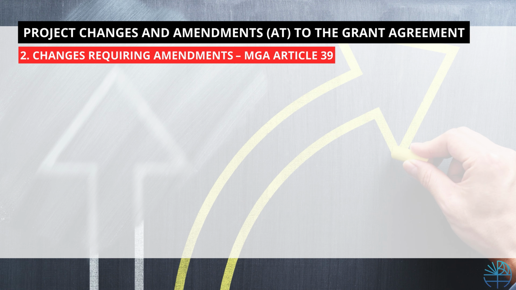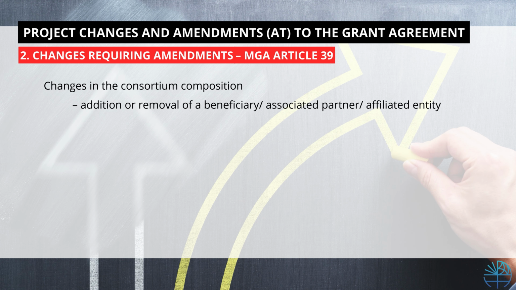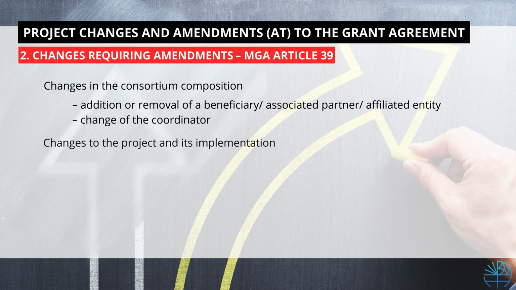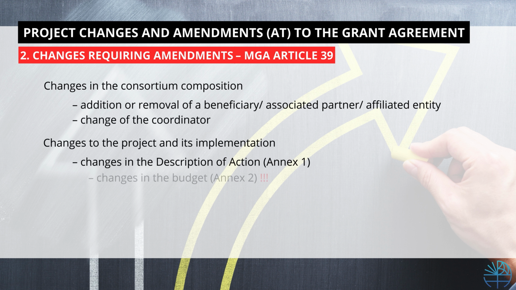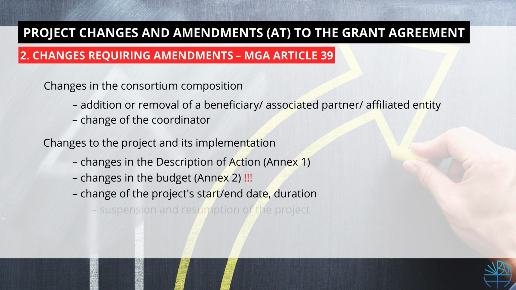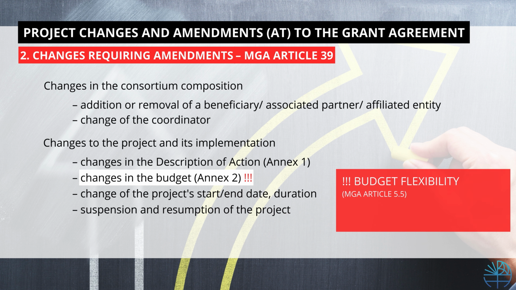Common amendments include the following changes in the consortium composition and the following changes to the project and its implementation. Budget changes are very common, and many of them can be made without amending the grant agreement, thanks to the budget flexibility outlined in Article 5.5 of the grant agreement, which generally allows budget shifts between beneficiaries and budget categories without an amendment. However, there are a few exceptions, such as changes to the subcontracting budget category.